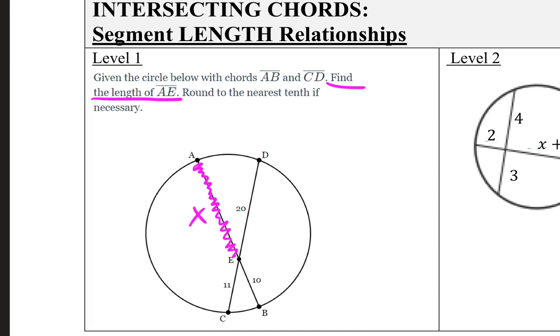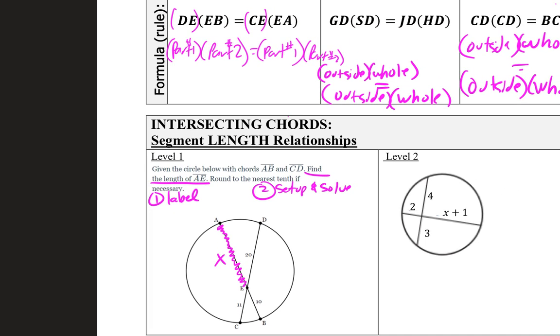So the first step we want to do is we want to label. Okay. Second step is we want to set up and then solve. Okay. So let's look at what we said. We said part times part equals part times part when it's on the inside, right? So this is the inside. Okay. So we're going to say part times part equals part times part. Okay, so let's fill that in.